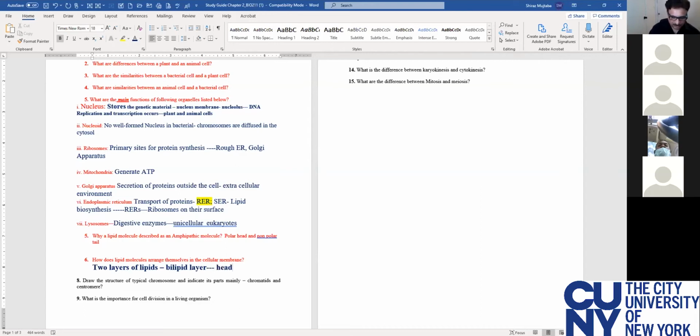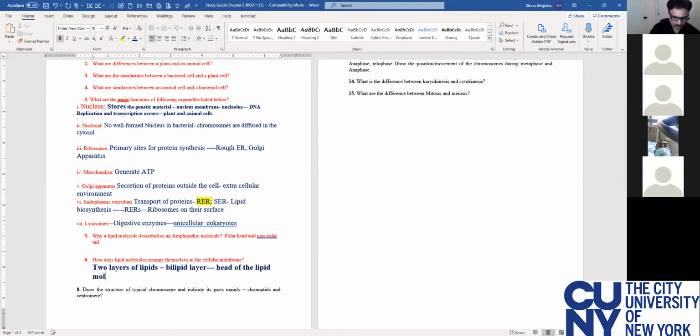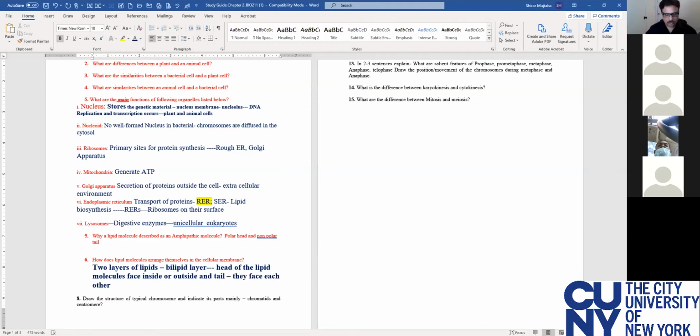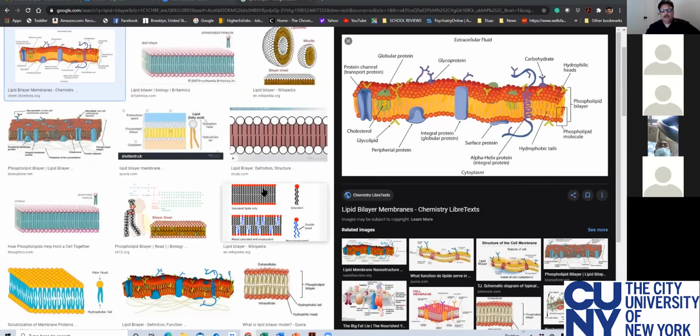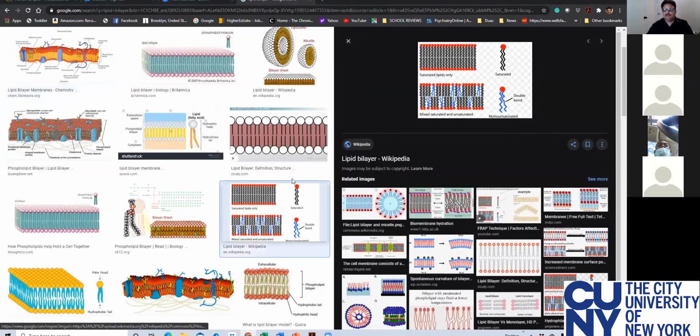And what happens here? The heads of the lipid molecules face inside or outside, and the hydrophobic tails face each other. Let me open one slide to show you what exactly I mean here. One second. So these are some of the examples. Let's pick up this. What you see is head and tail, and in the membrane they are arranged as two layers, heads facing outside and inside, and the tails facing each other.